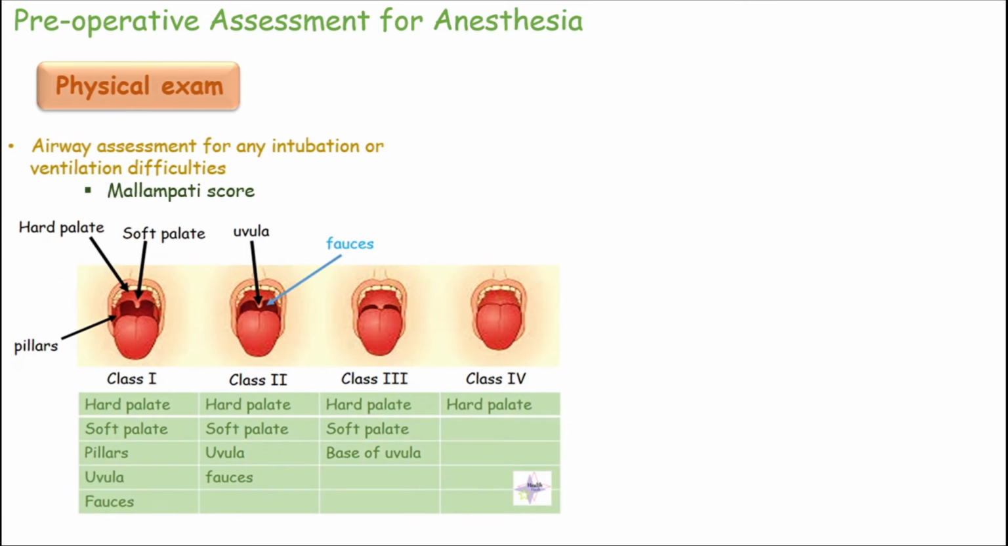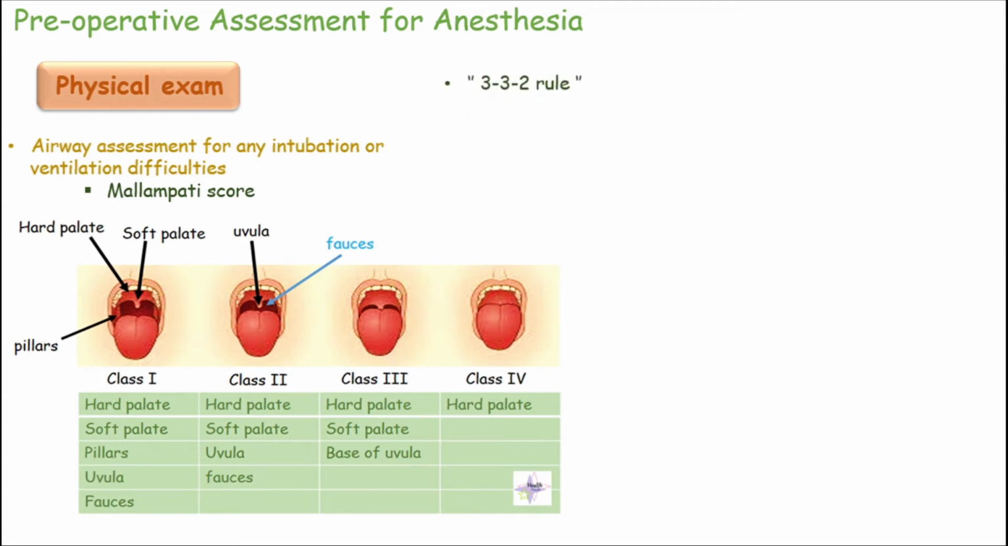We also need to find out which class of Mallampati classification our patient belongs to. In Mallampati classification, we have 4 classes depending on the structures visible when the patient's mouth is open. In class 1, all the structures are visible, including hard palate, soft palate, pillars, and fauces. In class 2, pillars aren't visible. In class 3, both pillars and fauces aren't visible, and only the base of the uvula is visible. In class 4, only the hard palate is visible.